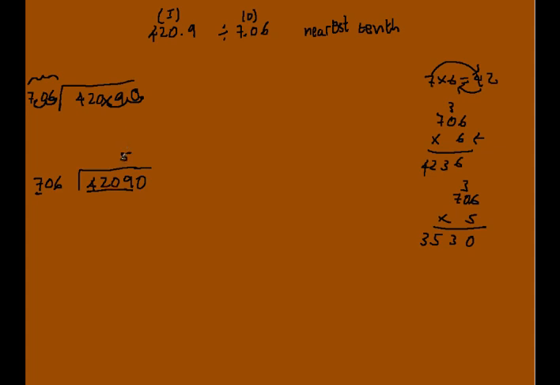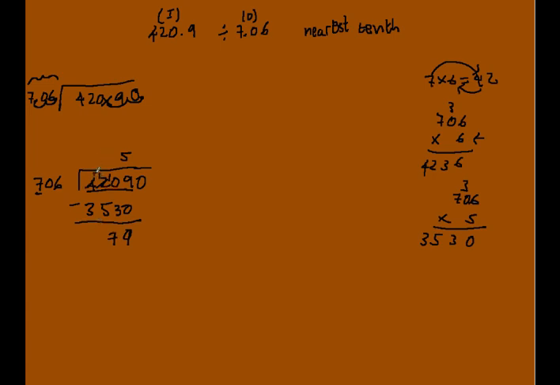So we put 5 here. 5 times 706 is 3,530. And we're subtracting. 9 take away 0 is 9. Borrow 1 from this, so we have 1 left. 10 take away 3 is 7.